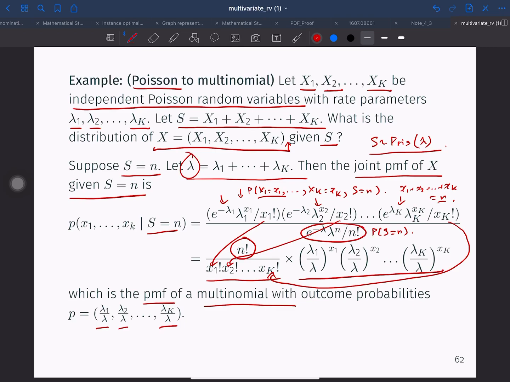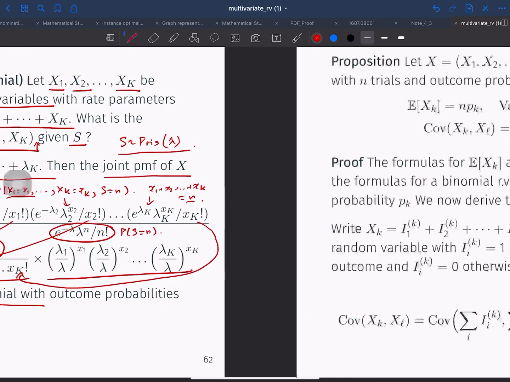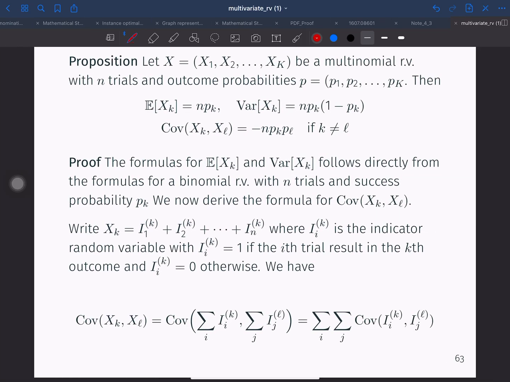So we have a very, I think, elegant result. In simple words, if you have a bunch of Poisson and you condition on the sum, then the joint distribution of these Poisson conditioned on the sum is multinomial. Because this is a multivariate random variable, we could then talk about its covariance and correlation.